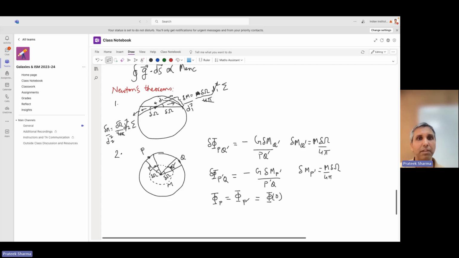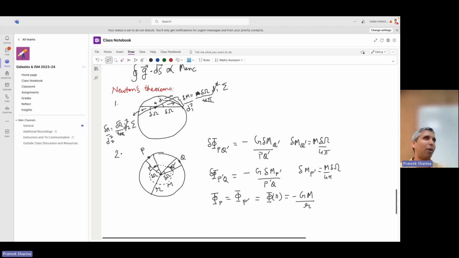As I said, the potential due to this at point P prime is just minus GM by r, if this is this r. So what it means is that the potential at point P, due to a spherically symmetric distribution inside it, is as if all that mass is concentrated at the center. It's a subtle argument, but it works.